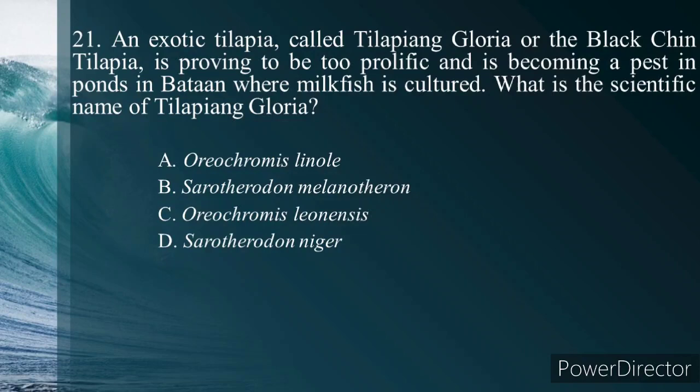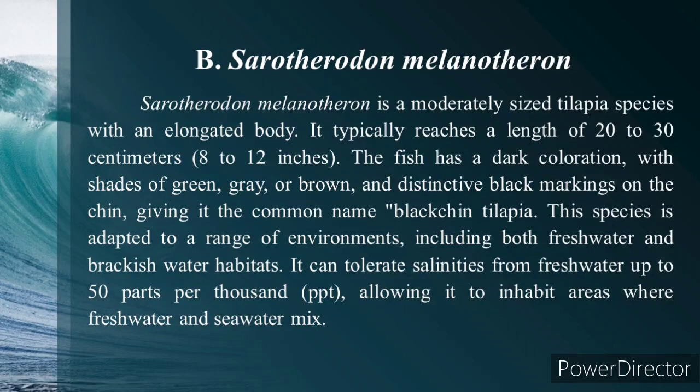Sarotherodon melanotheron is a moderately sized tilapia species with an elongated body. It typically reaches a length of 20 to 30 centimeters, 8 to 12 inches. The fish has a dark coloration, with shades of green, gray, or brown, and distinctive black markings on the chin, giving it the common name black chin tilapia. This species is adapted to a range of environments, including both freshwater and brackish water habitats. It can tolerate salinities from freshwater up to 50 parts per thousand, ppt, allowing it to inhabit areas where freshwater and seawater mix.